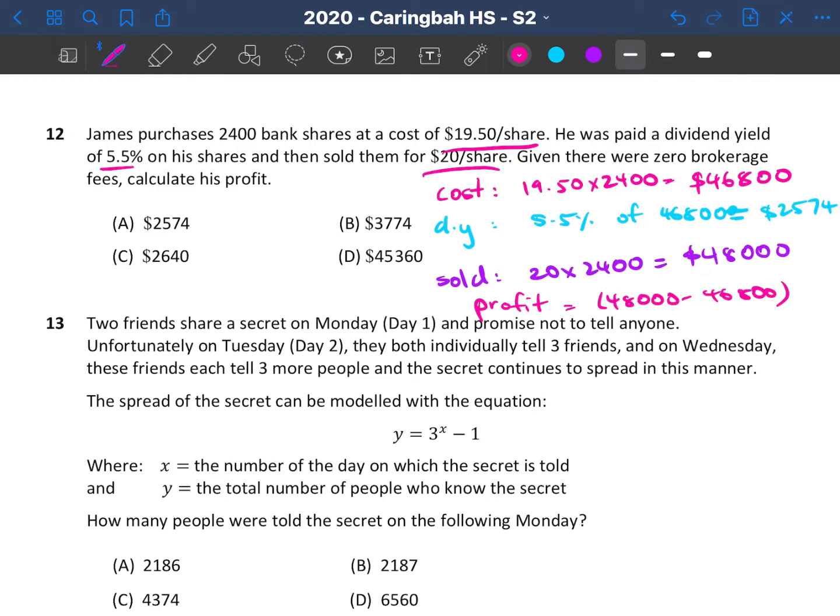But that's $1,200. But my total profit is the difference between these two plus the money I made. Okay, while I held on to the stock, I made $2,574. And so therefore my total profit is $3,774.